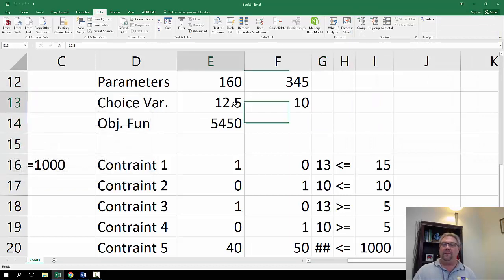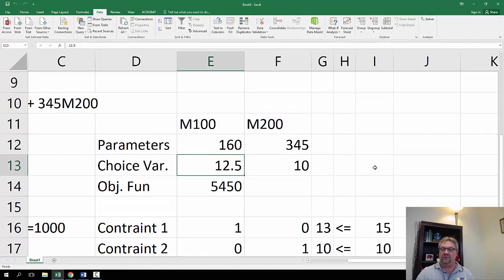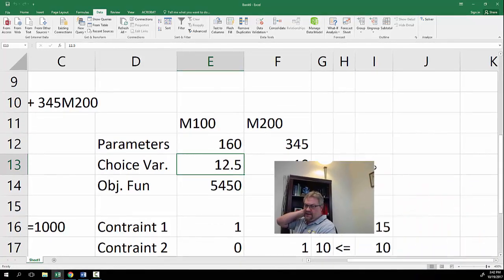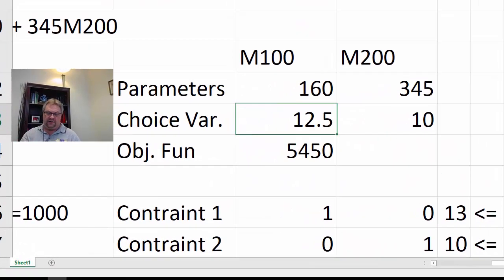Okay, there you go. So I am going to use 12.5 hours of the M100 machine, all 10 hours of the M200 machine, and my profit is going to be $5,450. So there we go. That is problem 54. So these are all the homework videos.